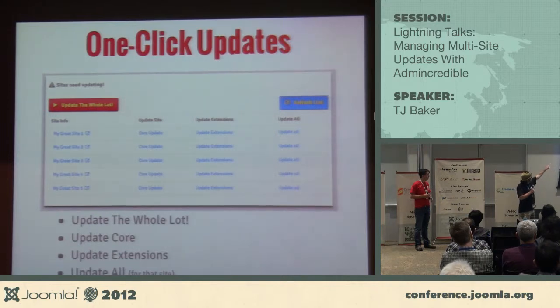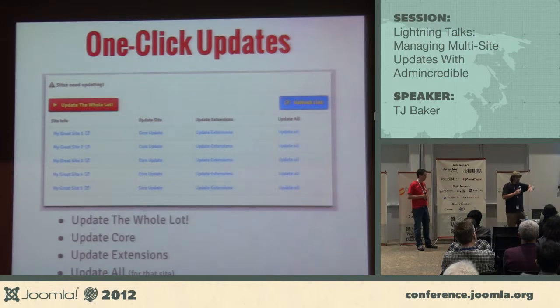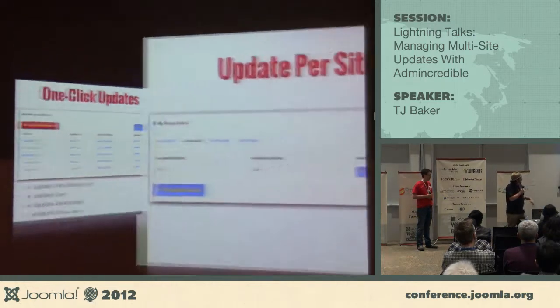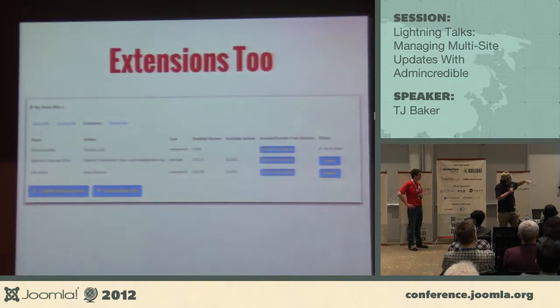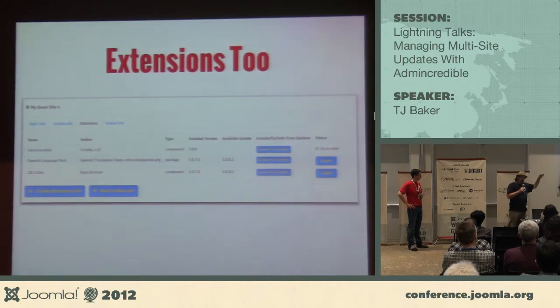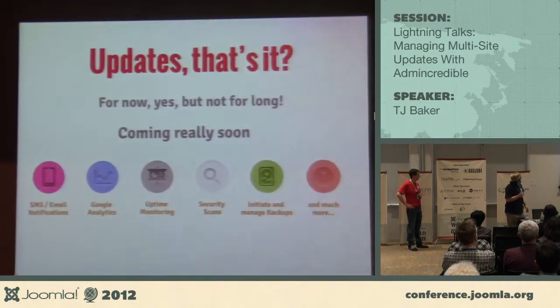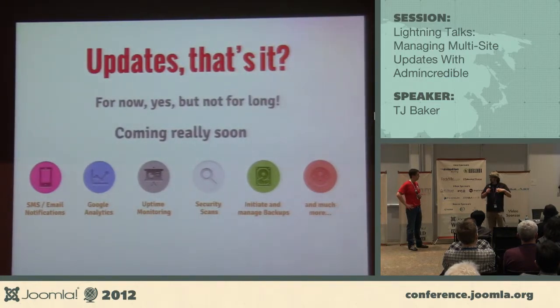You can also, per site, update the core, update all of the extensions, or update everything for that particular site. That's from the dashboard of Admincredible. And then you can go into each site as well, where you can view some basic information about your site, the version that's installed, what's available. You can go in and view all of your extensions that are installed, and update each extension individually. And right now, we have updates.